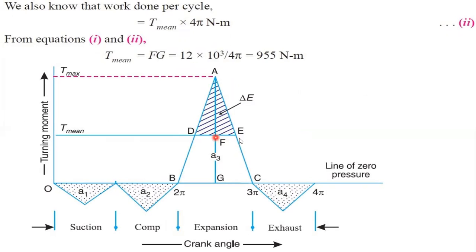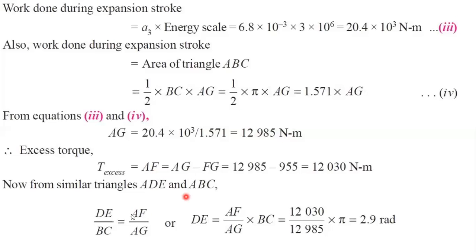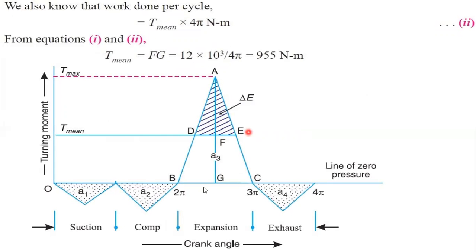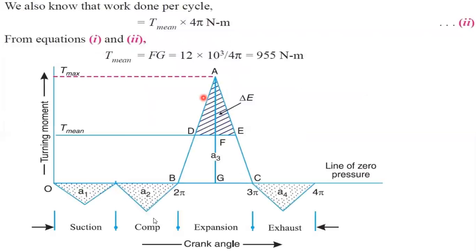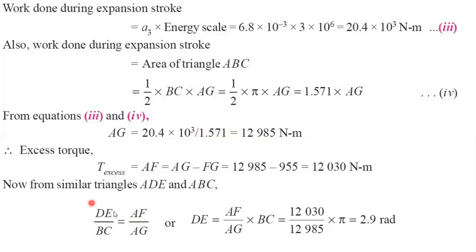For that, what we're going to do is compare the two similar isosceles triangles, that is triangle ADE and ABC. If you compare, DE divided by BC equals AF divided by AG. Keep DE on the left hand side and take everything to the right hand side, and you know all the values. Finally, you will be getting an answer of 2.9 radians for DE, because Newton meter gets cancelled and pi is in terms of radians.